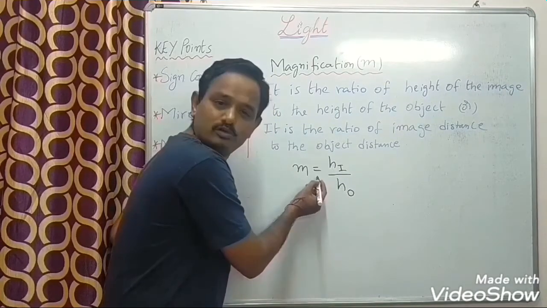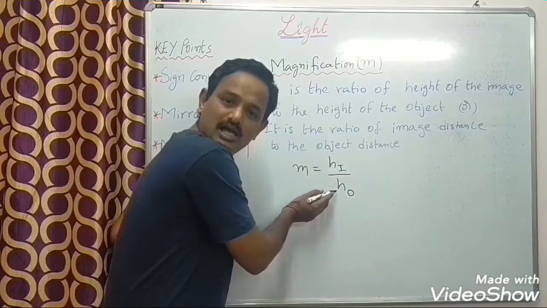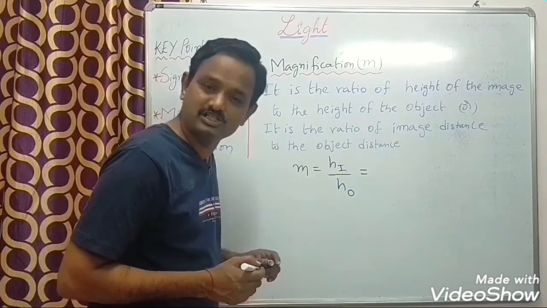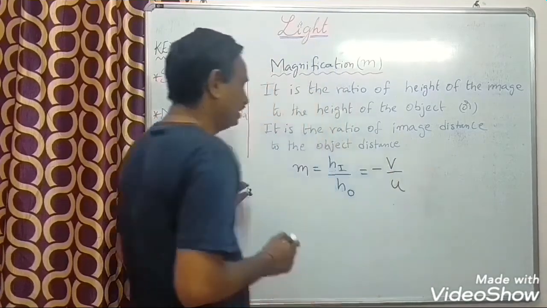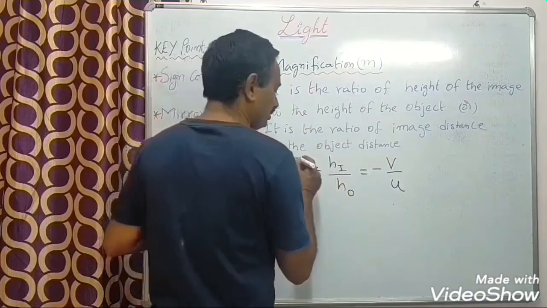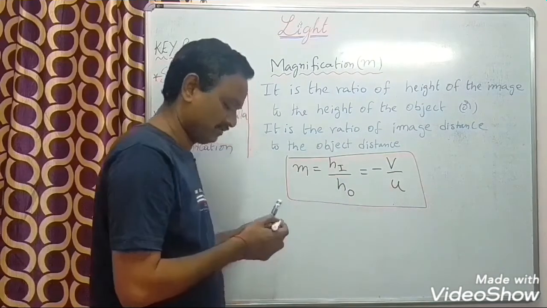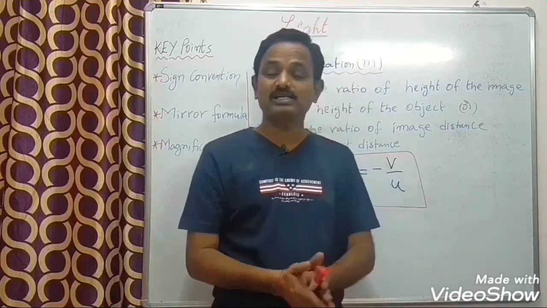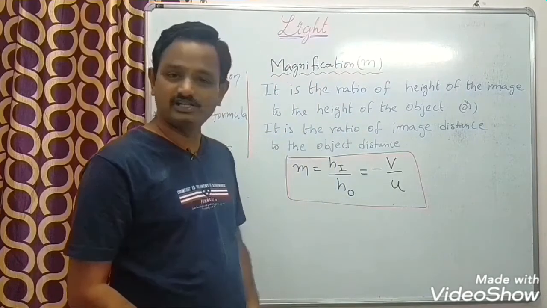So magnification is equal to the ratio of the height of the image to the height of the object, or the ratio of image distance to object distance, minus v by u. So that is the formula for magnification: m equal to hi by ho, or minus v by u. Magnification tells us how many times the image size is of the object size. Okay, so that's about magnification.